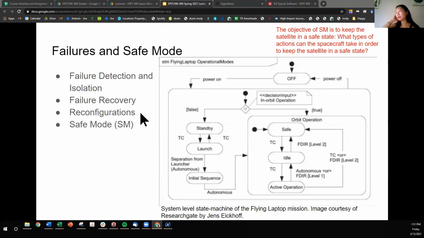Reconfigurations can be the uploading of new code, and safe mode can be defined differently for different missions, but typically it means go into a low power mode, go into a sun charging mode, turn off your payload. Just try to pretty much put the spacecraft in fetal position and wait until a mission operator figures out what to do next. So I have a state transition diagram here again, just so that you're comfortable with how these look.